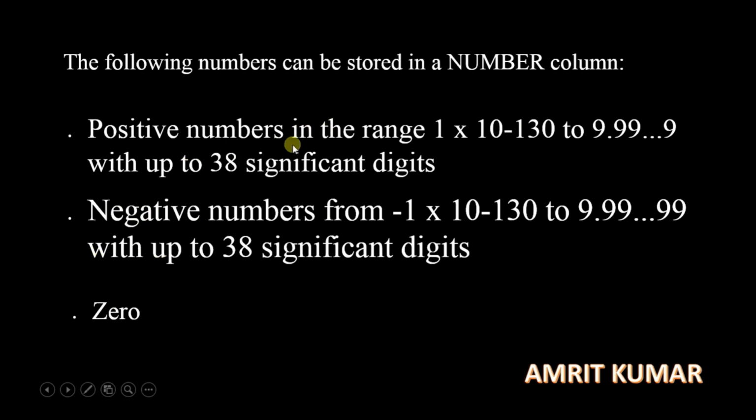So if we are talking about the positive number in the range 1 into 10 to the power minus 130, up to 9.9999 and so on, with up to 38 significant digits. It means that we have talked about the 38 digits of precision value, that is 38 times 9 before the decimal values.